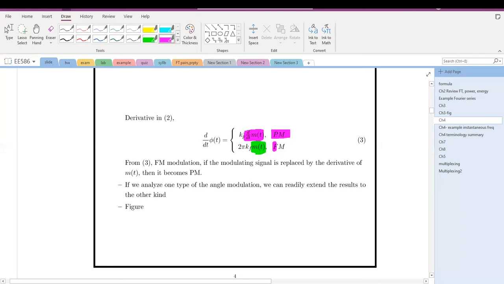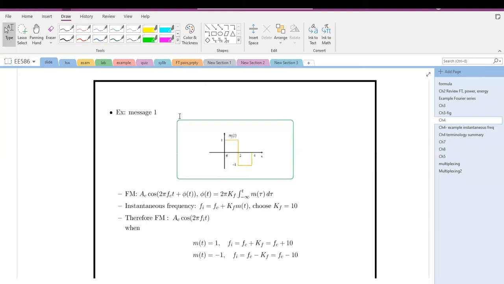So we can see FM and PM can really interchange, and therefore FM and PM are both called angle modulation. We're going to analyze one type of the modulation. We normally analyze FM. The results and the analyzing strategy apply the same for PM. Next, let's look at the examples.